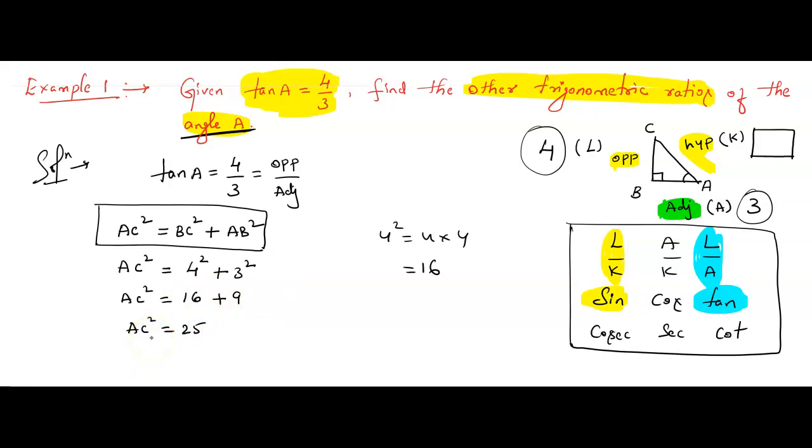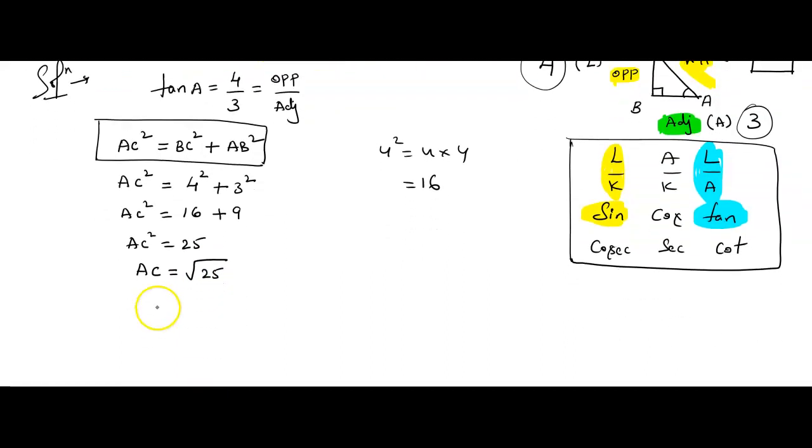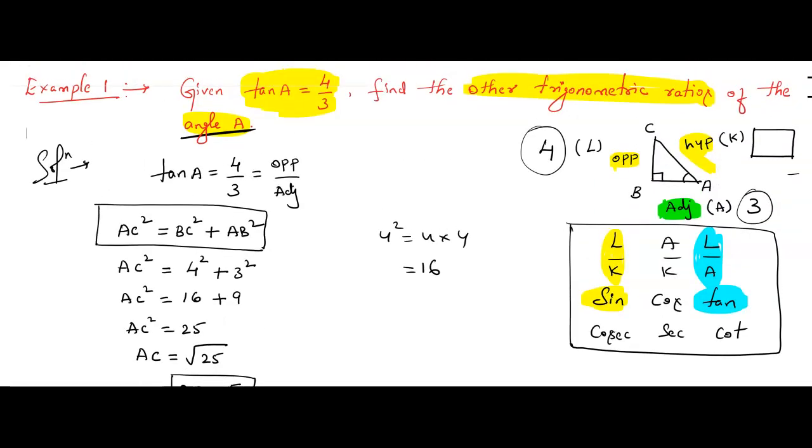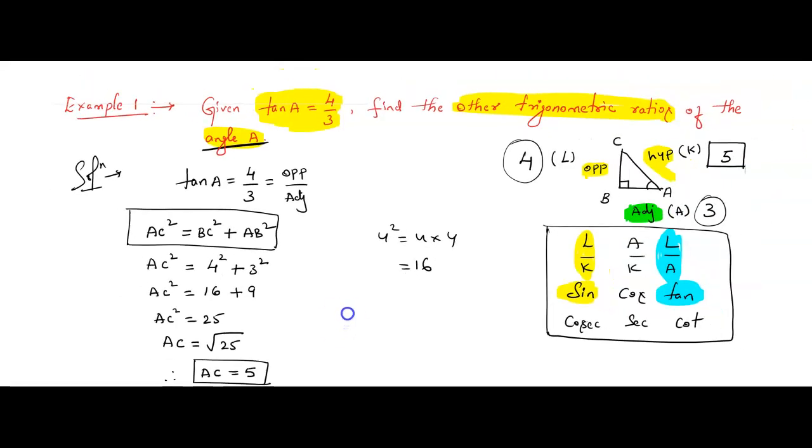But what we want here? We want AC. So what we should do is, square comes to the RHS side, it becomes square root. Remember, square comes to the RHS side, it becomes square root. Square root of 25. Then AC is equal to square root of 25, which is 5 units. Now we have come to the conclusion that the side AC is 5 units. I hope you have understood these steps. Right children? Very good.